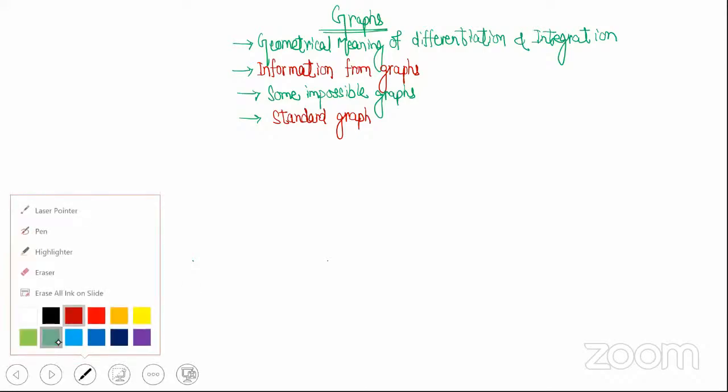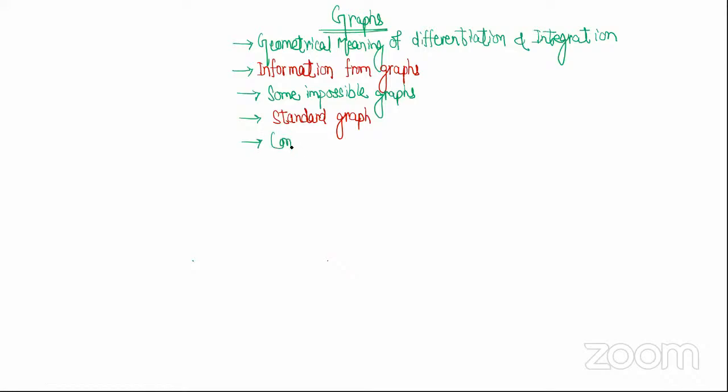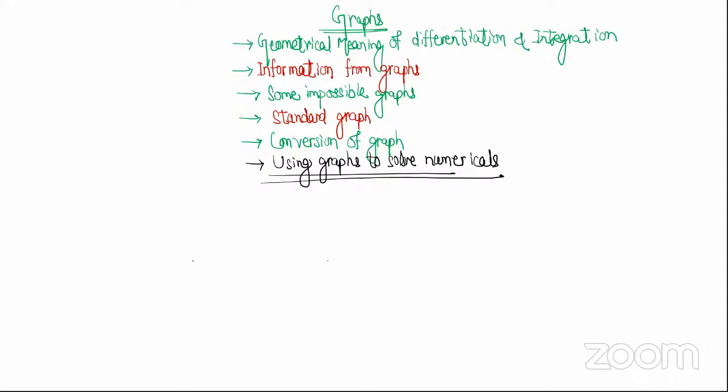Then we will study conversion of graphs. Conversion of graph means xt का ग्राफ दिया हुआ है, vt का ग्राफ निकालो. vt का ग्राफ दिया हुआ है, at का ग्राफ निकालो. at का ग्राफ दिया हुआ है, vt का ग्राफ निकालो. Something like that. One graph is given and you have to find out the other graph. That is conversion of graph. And then the last one, using graphs to solve numericals. So let's continue this one by one. Okay, this much we should study.